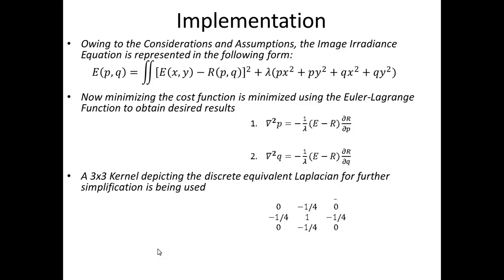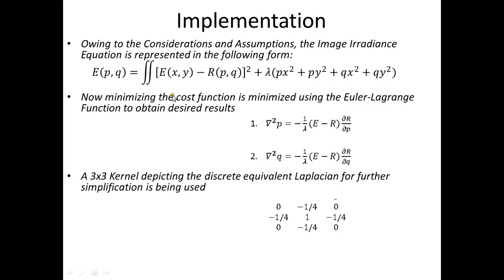Now moving on to the implementation of the project. Owing to the considerations and assumptions, the image irradiance equation is represented as follows. The image irradiance equation becomes E of PQ. Now E has become a function of P and Q, which are the partial derivatives of the surface of the object in directions x and y respectively, equal to the double integration of E of xy minus R of pq, the whole squared, plus lambda times the sum of px squared plus py squared plus qx squared plus qy squared.